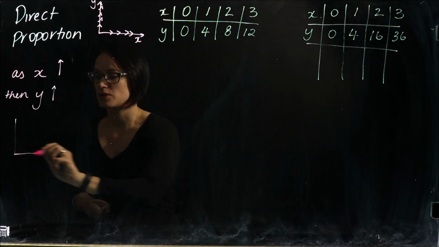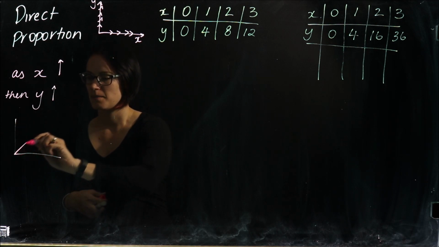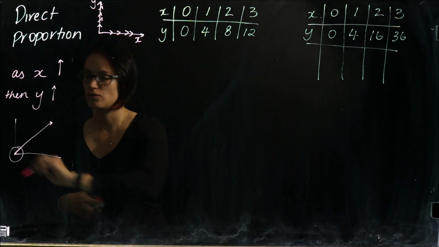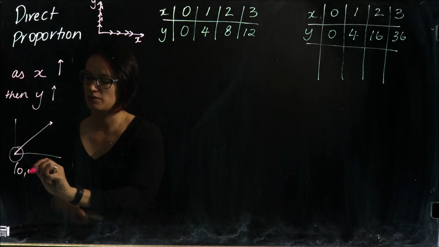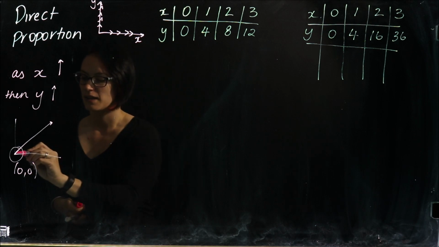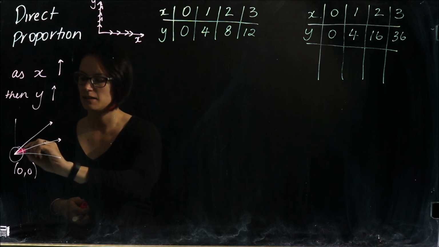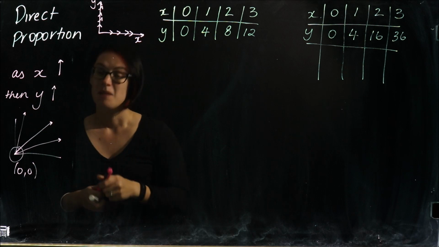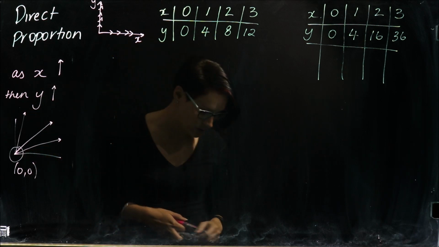Now direct proportion is very different to some because it goes directly through the origin of the graph, so directly through 0, 0. It must start at 0, 0 before it continues. It can continue on a small gradient or a very steep gradient, but it must start at that 0, 0 point.